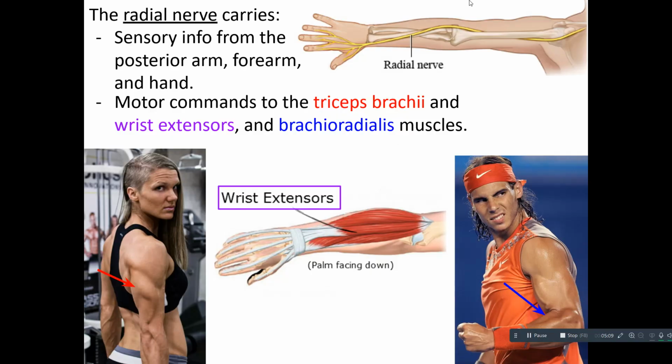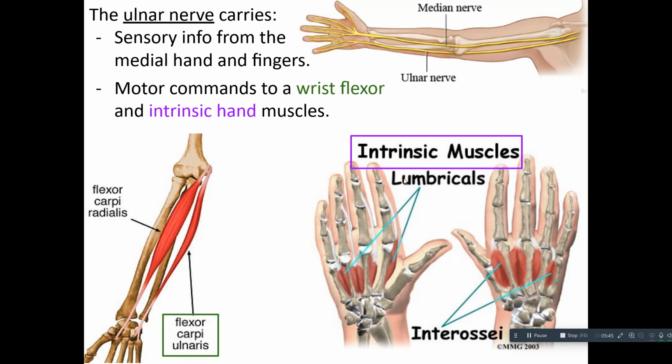We've got the radial nerve, and you see it running along the radius there. And we see it's going to carry sensory information from the back of the arm, back of the forearm, back of the palm. It's also going to send motor commands to muscles on the back of the arm, like the triceps brachii, muscles on the back of the forearm, like the wrist extensors, and then this muscle right here, which is the brachioradialis.